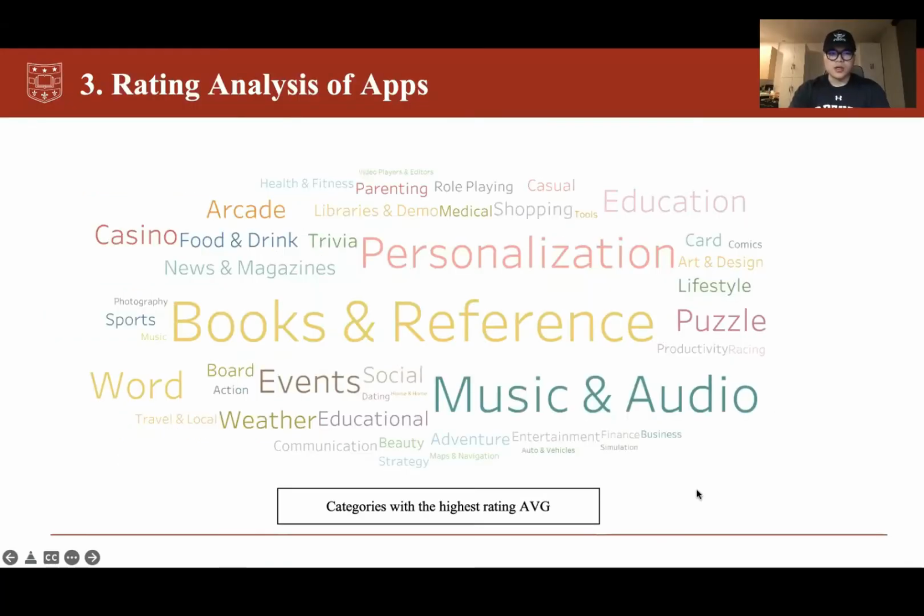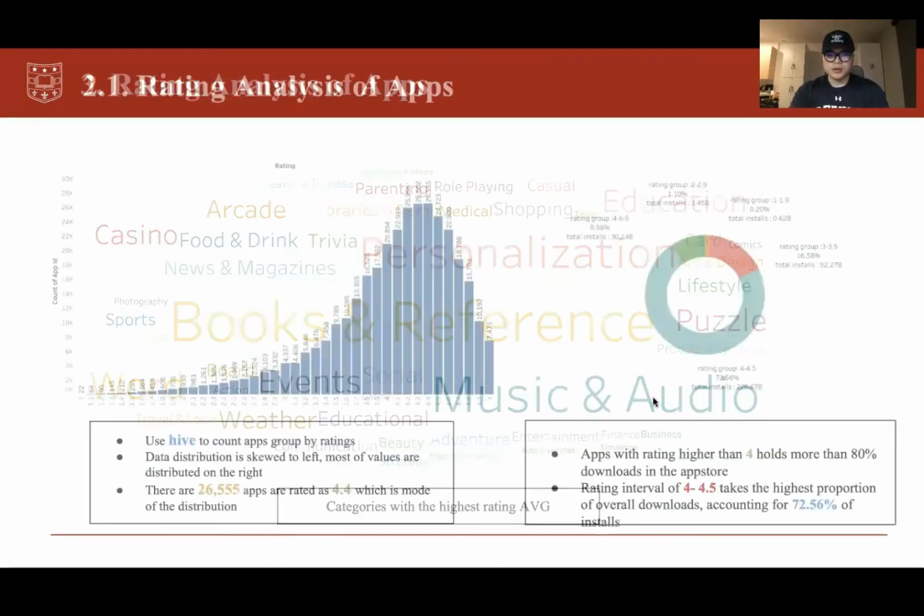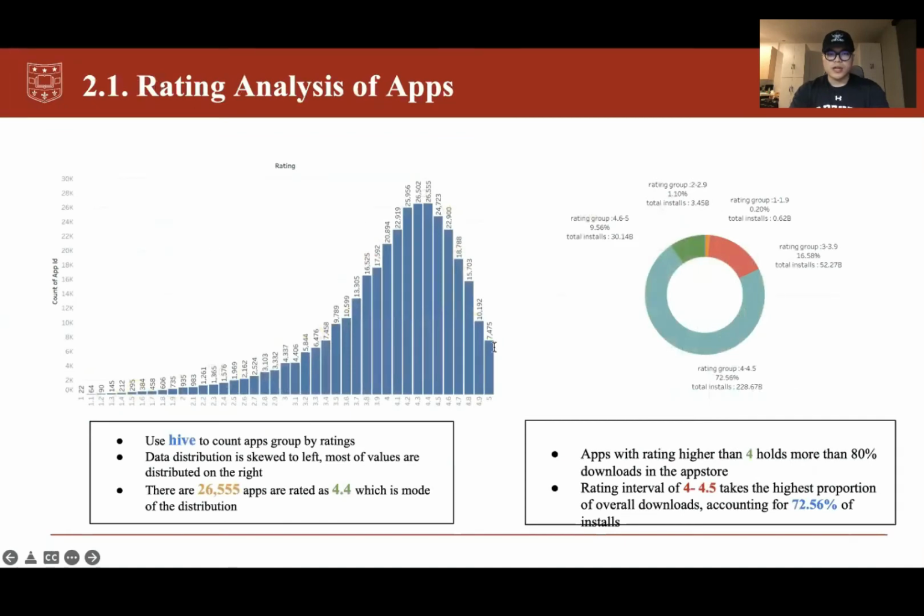Next is our rating analysis part. First of all, we want to look at the distribution itself. In general, most of the values are distributed on rating grade over 4. The whole distribution is skewed to the left, indicating some extreme values on the left. There are 26K apps rated as 4.4, which is the mode of the distribution. Apps with a rating higher than 4 hold more than 80% of overall downloads.